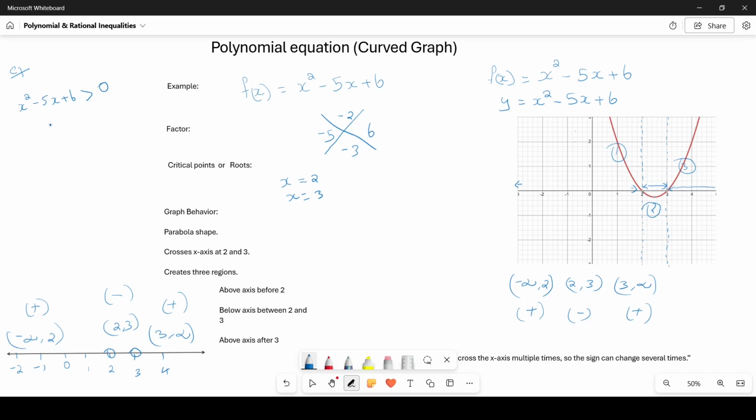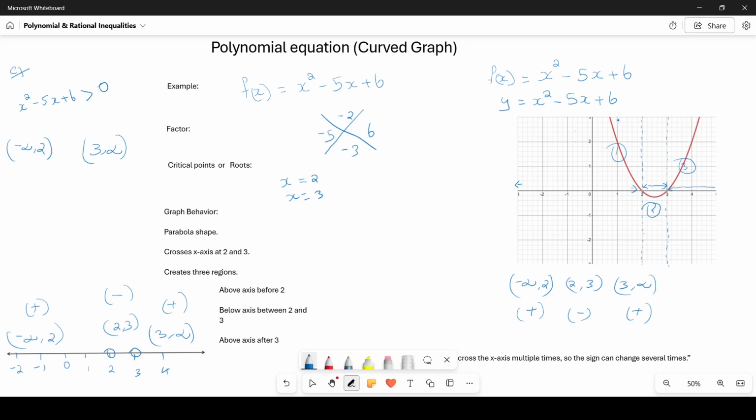So now our actual question is, which values of x make the inequality greater than 0? That means we only need to select the intervals which are positive. The two intervals here are positive: the first one and the third one. So minus infinity comma 2 is the first interval, and the second one is 3 comma positive infinity. These are the two sets of x values which make this entire quadratic expression above 0, I mean greater than 0.